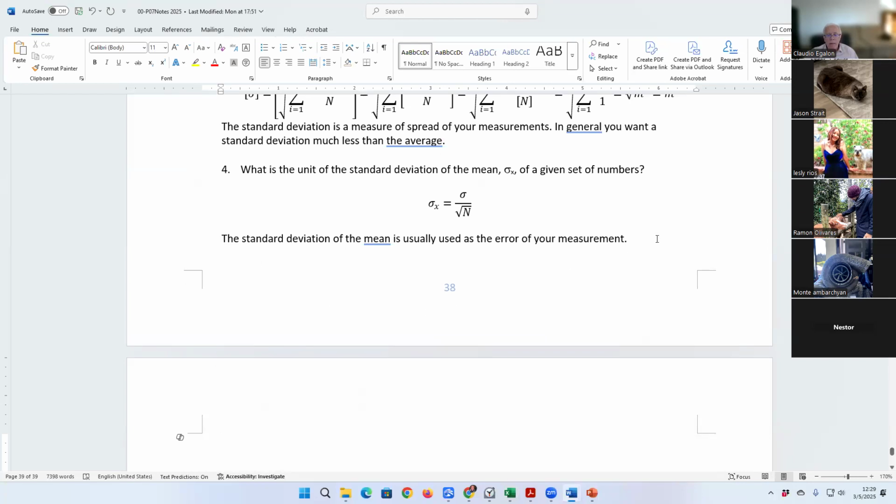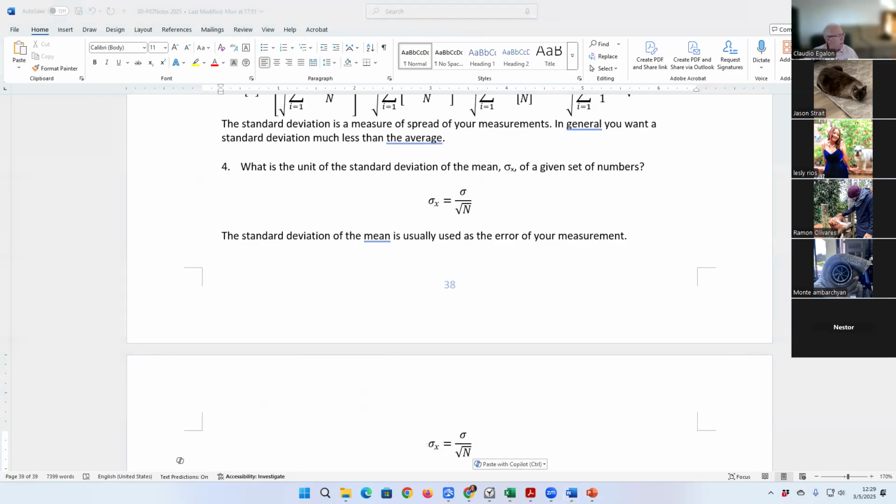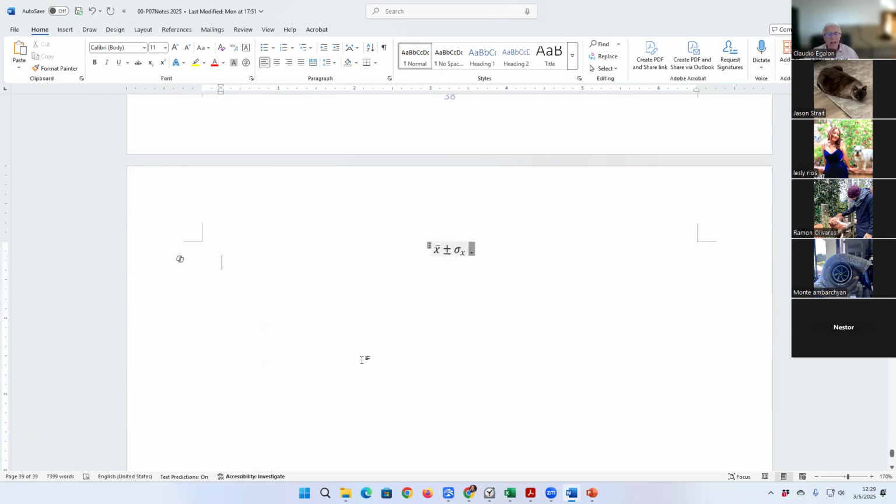And what do I mean about that? I mean that whenever you write a given measurement, in the case of X average, how you should report the X average. The X average is usually reported as X bar plus and minus sigma X, with an error there. That's how we usually report a measurement, with the average value plus and minus the sigma X.